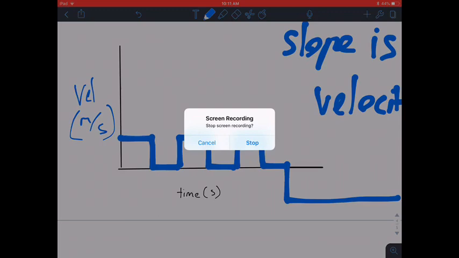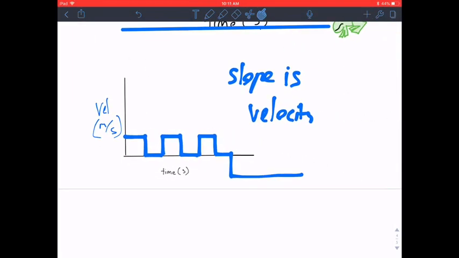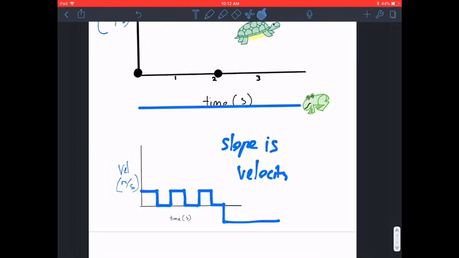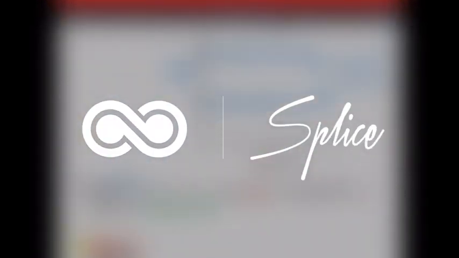So notice, really the point here is velocity and time graphs and position and time graphs look totally different. They have totally different rules. And you really need to remember that they are different things and be careful what you're looking at in this unit.